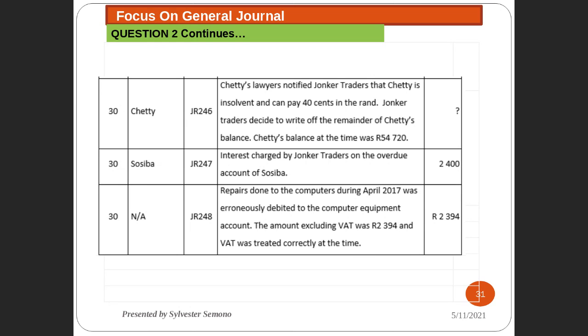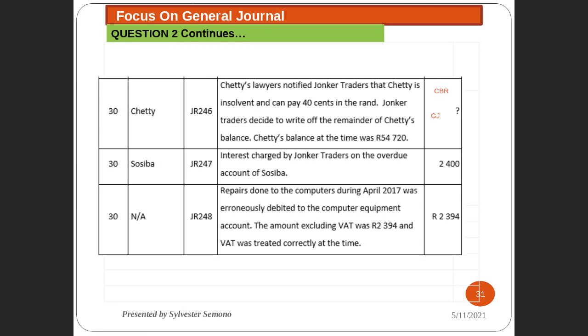A church's lawyers notified our business that Chetty is insolvent and she managed to pay only 40 cents in every rand, and then we decided to write off the remainder. Where do you think we must record this one? GJ, I see GJ there. I see GJ, and CBR. Thank you, you are correct, Jaden, and everyone there. CBR and GJ. Some of you are surprised. Okay, why two of them? I'm going to deal with it there after.